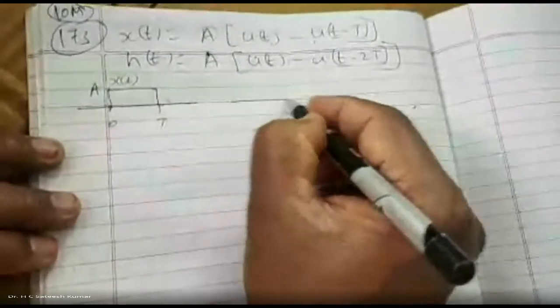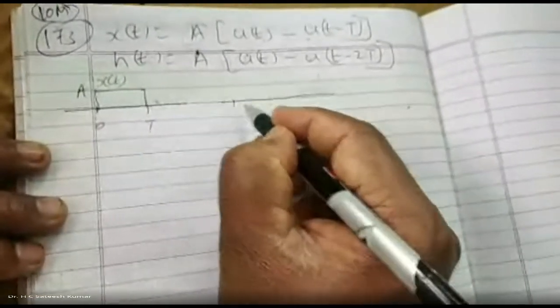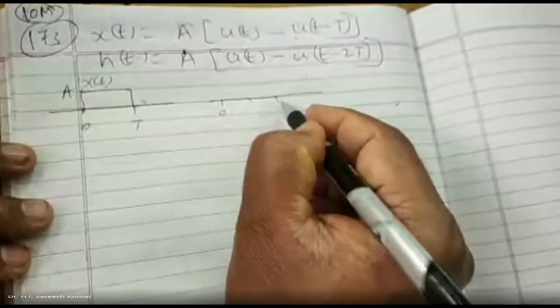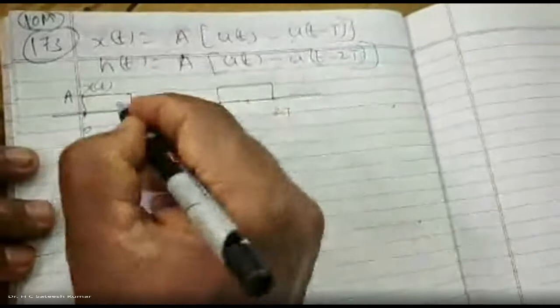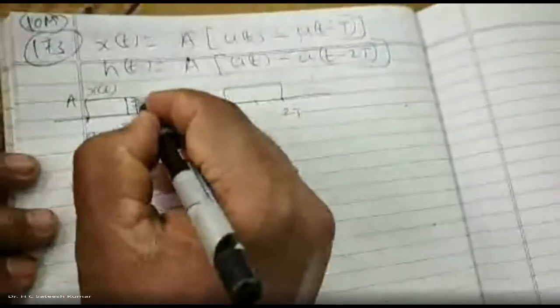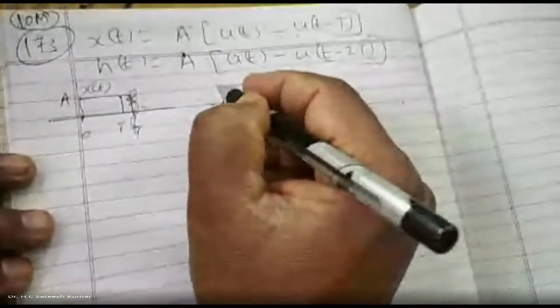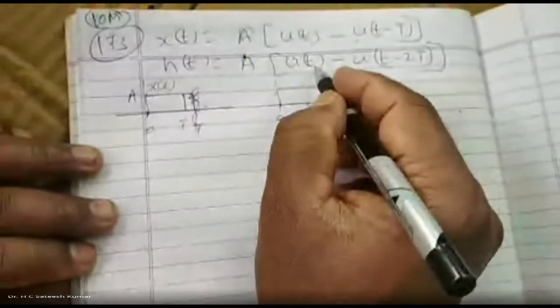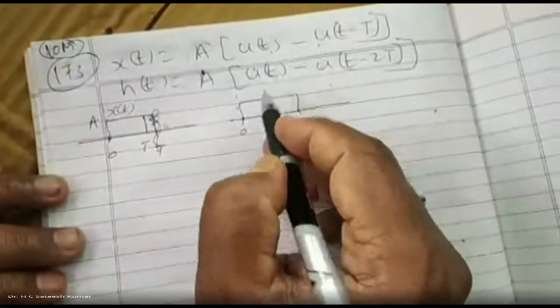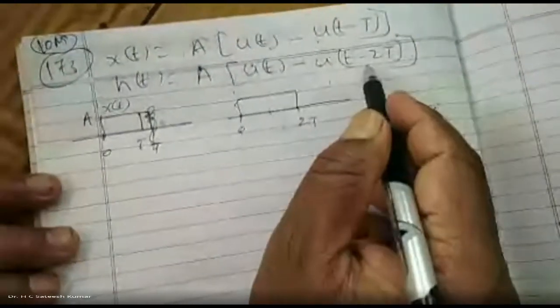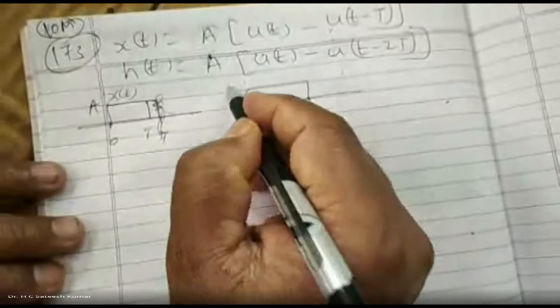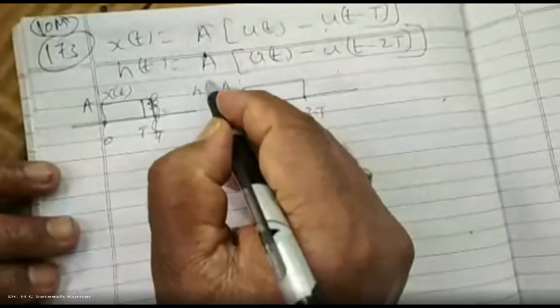H of t is from where to where? 0 to 2T. Width is double that. This we can reduce a little bit. Double that we are going to get. This amplitude is A. Starts from 0. U of t means up by 1 unit at 0, down by 1 unit at 2T. But the amplitude is multiplied by A, therefore you will get A as h of t.